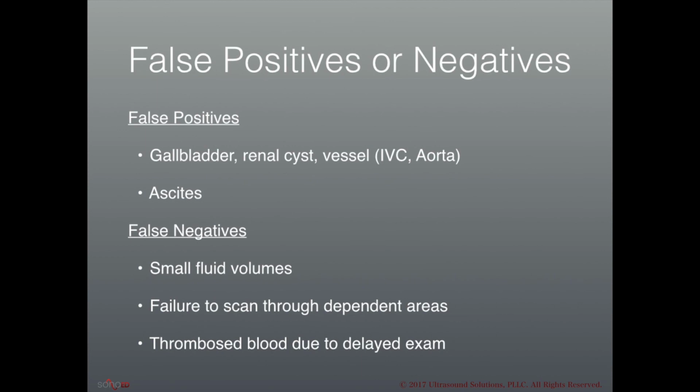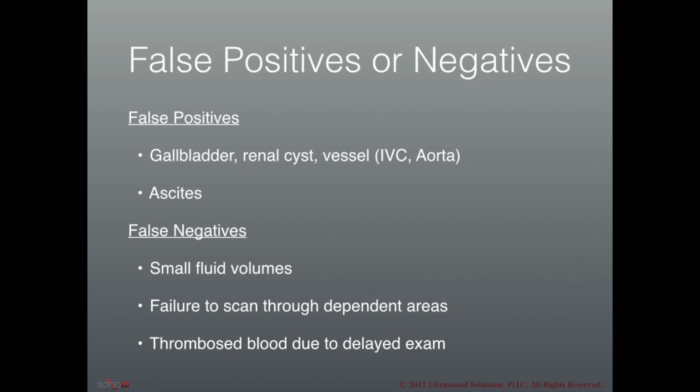There are a couple potential causes of false positives. In the right upper quadrant, the gallbladder can appear like a collection of fluid, as could a renal cyst or a vessel, such as the IVC or aorta. Pre-existing ascites can also complicate the interpretation, as it will appear as fluid in the peritoneum.